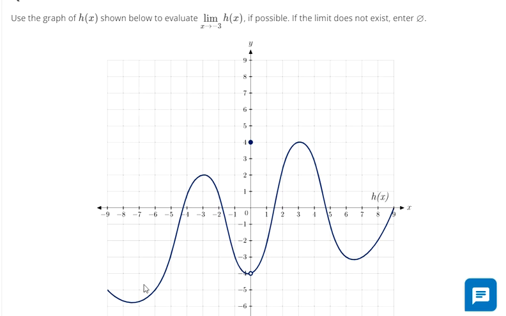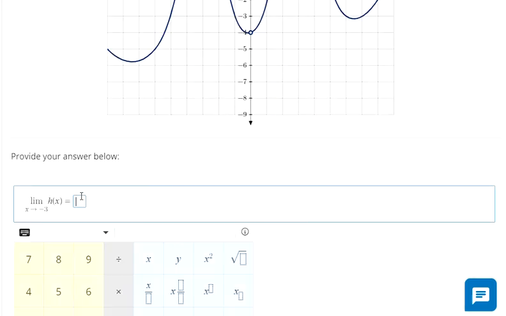You were supposed to use this graph. They just called this function h of x. I don't know why h instead of f, but we're supposed to evaluate the limit as x approaches -3. So here's where x is equal to -3. As x approaches -3, if we approach it from the left, the y values get closer and closer to 2. If you approach -3 coming from the right, the y values get closer and closer to 2. So this limit is 2.